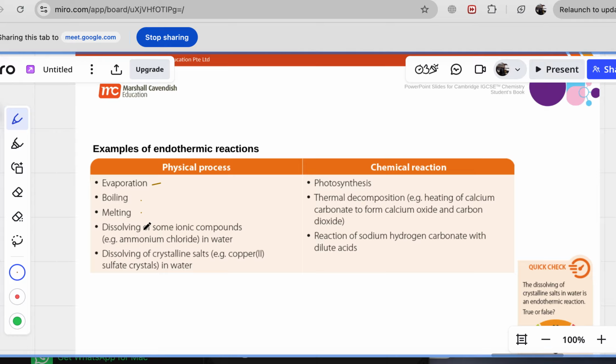Energy of reactant is the energy in. Energy of product is the energy out. Energy of reactant is energy in, the energy needed to break the bond of the reactant.